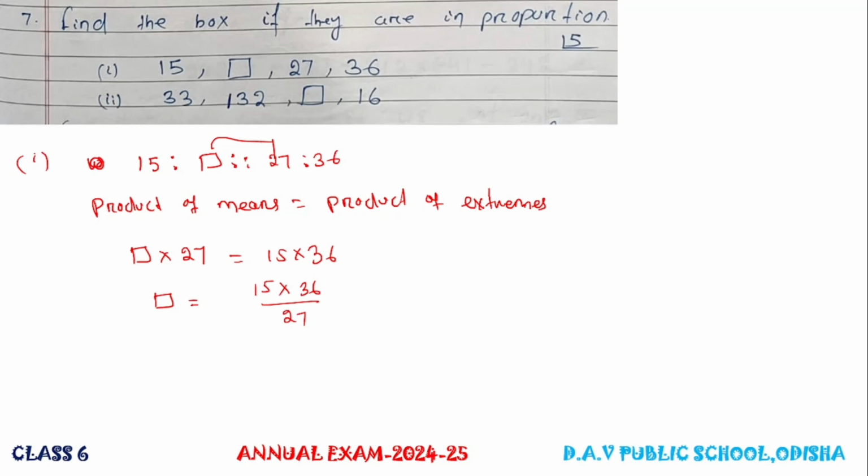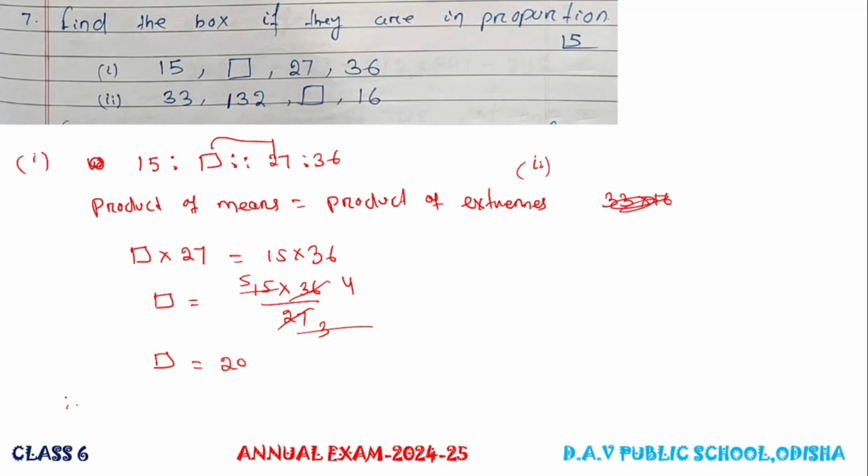Now cancel. 9 4s are 36, 9 3s are 27, 3 5s are 15. So 5 4s are 20. So box equal to 20 and the answer. Therefore 15, 20, 27, 36 are in proportion. Similarly, second one, directly we write 33 into 16 product of the extreme.